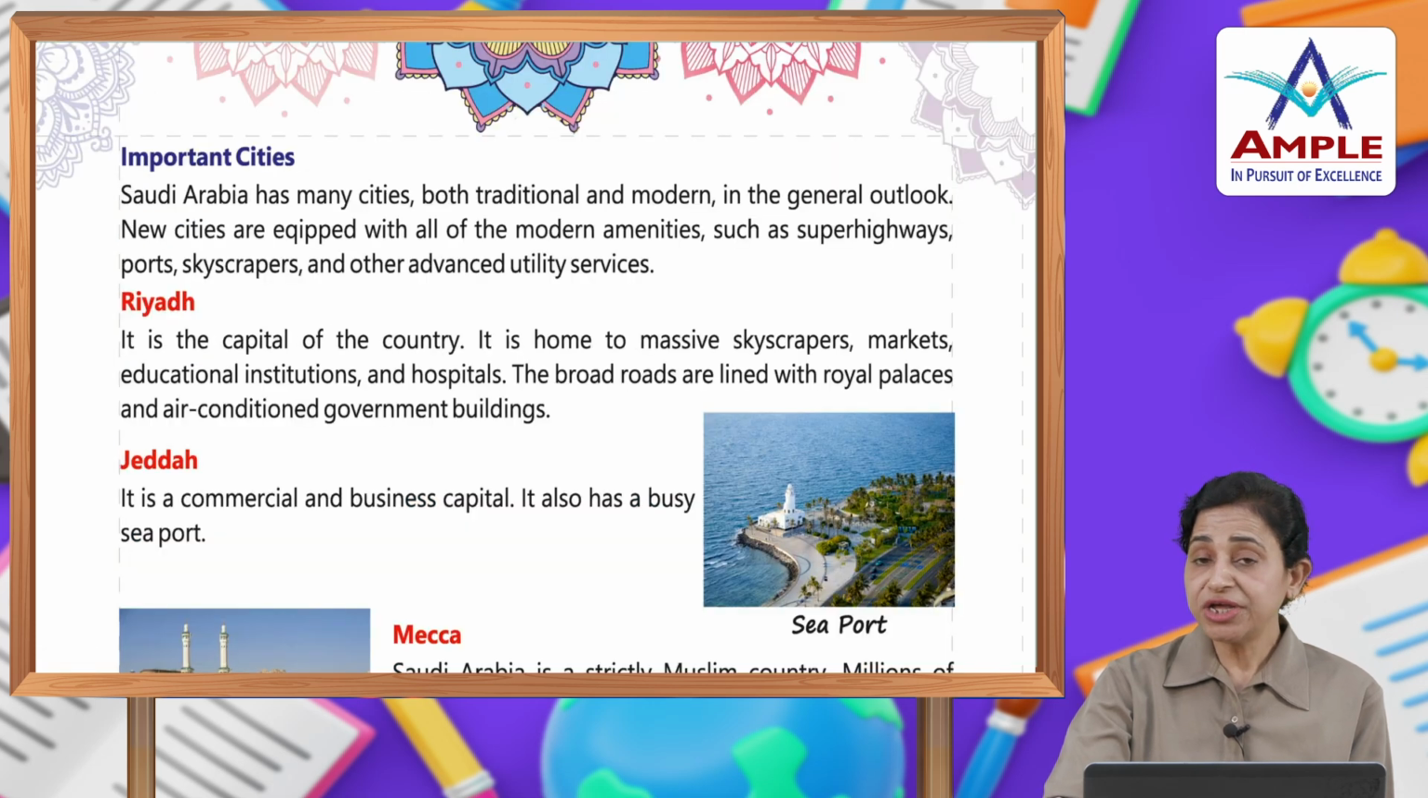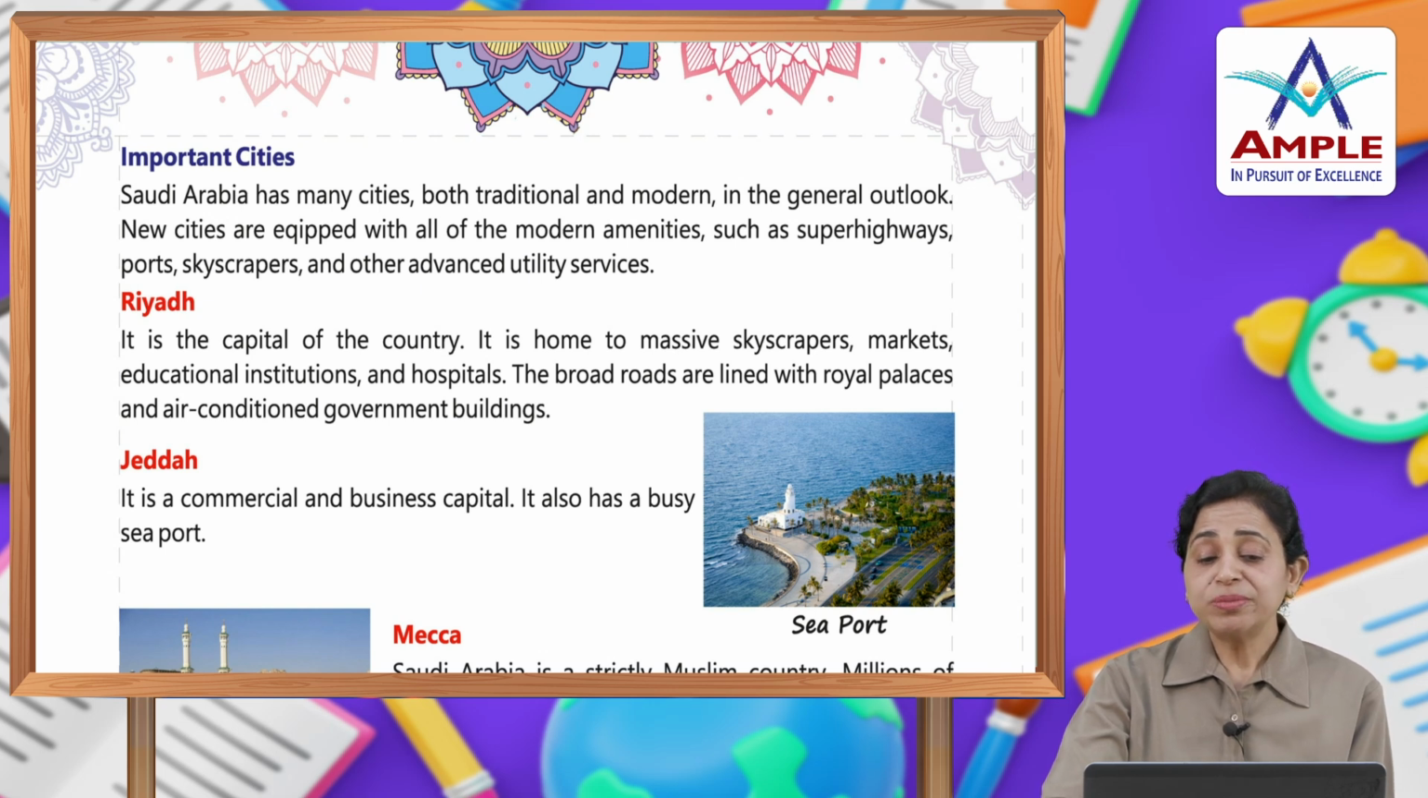Important cities. Saudi Arabia has many cities, both traditional and modern in the general outlook. New cities are equipped with all of the modern amenities such as superhighways, ports, skyscrapers and other advanced utility services. Riyadh. This is the capital of the country. It is home of massive skyscrapers, markets, educational institutions and hospitals. The broad roads are lined with royal palaces and air-conditioned government buildings.